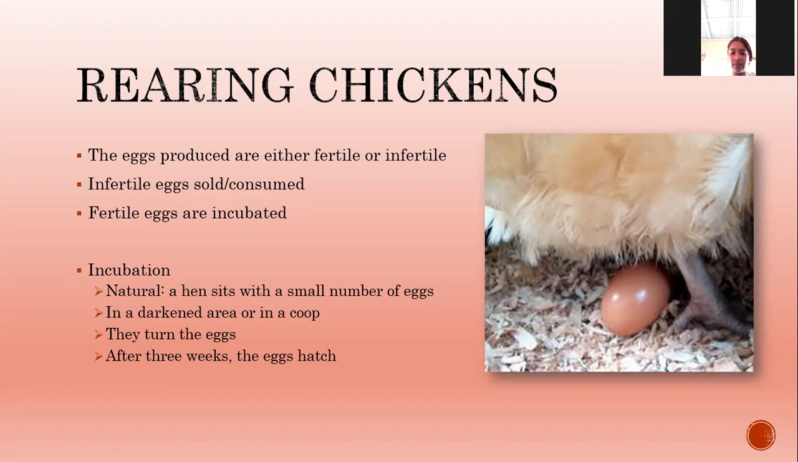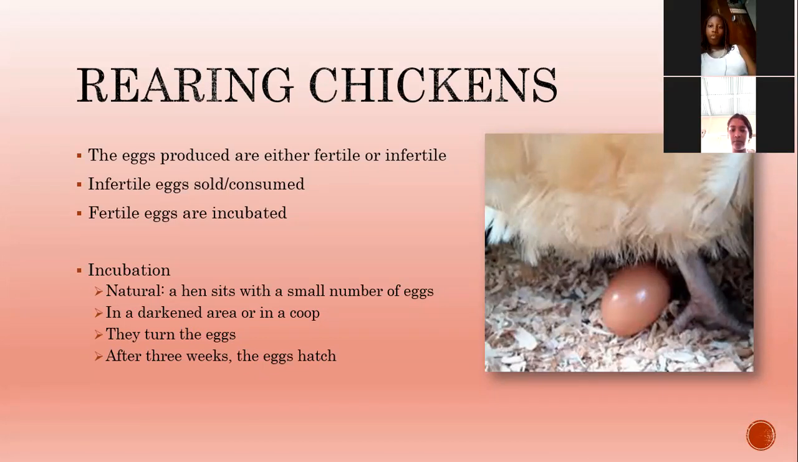So we're looking again, for those who came in late, at rearing of chickens here. They can produce fertile or infertile eggs. And the infertile eggs, these are the ones that we consume. We would not consume the fertile eggs. We will consume the infertile ones. And the fertile eggs, we place them in an incubator. We incubate them.